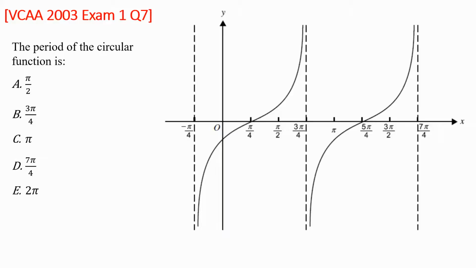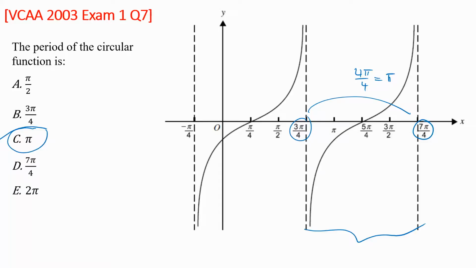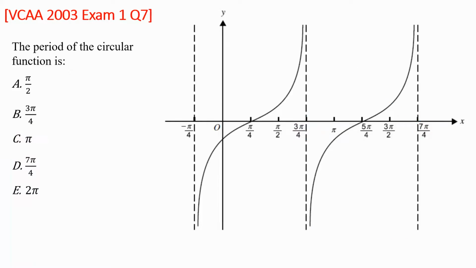Okay. Have a look at this one. Period of the circular function is... C. How do we know it's C? How did you do that? Well, you just think from here to here. It's at 7 pi on 4 to 3 pi on 4. Well, distance is 4 pi on 4, just a pi. C. Straightforward.